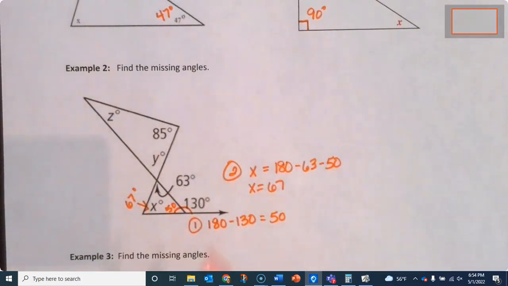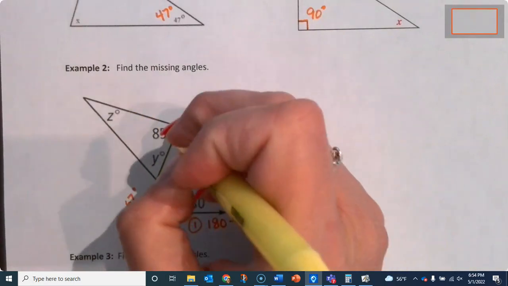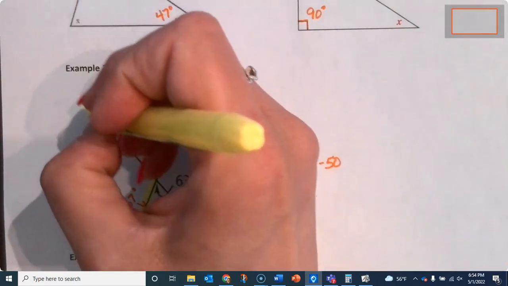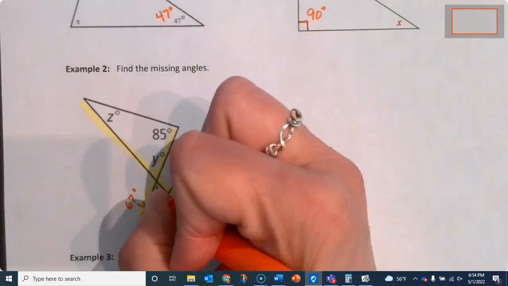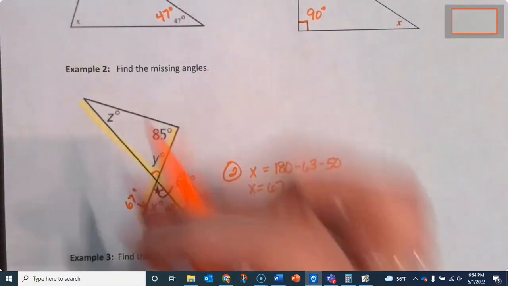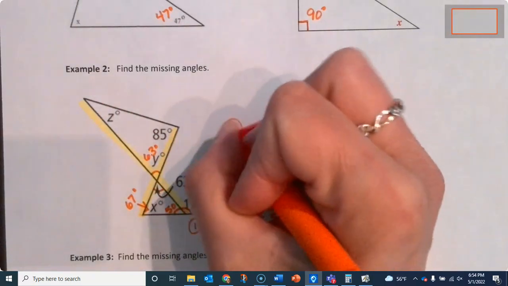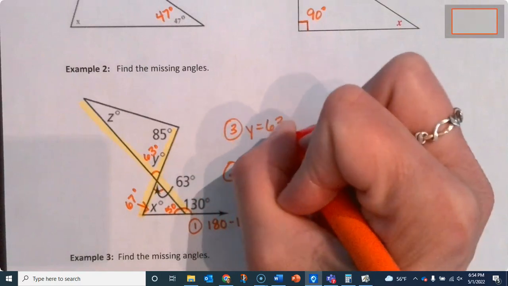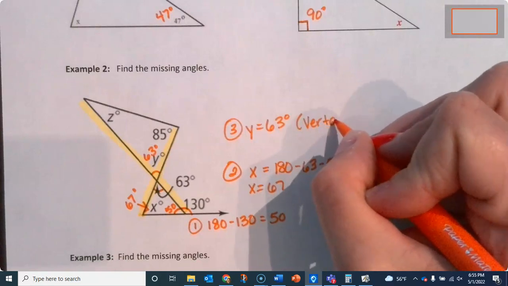All right. Now, knowing that this angle right here is 63 degrees, something else we talked about last class was whenever you have two lines that intersect, I like these better. So here's one line, here's another. Whenever you have two straight lines that intersect, the angles that are opposite from each other are equal to each other. So if this angle is 63 degrees, then this angle is also 63 degrees. So for step 3, Y is equal to 63 degrees because of the vertical angles theorem. If I could spell vertical.